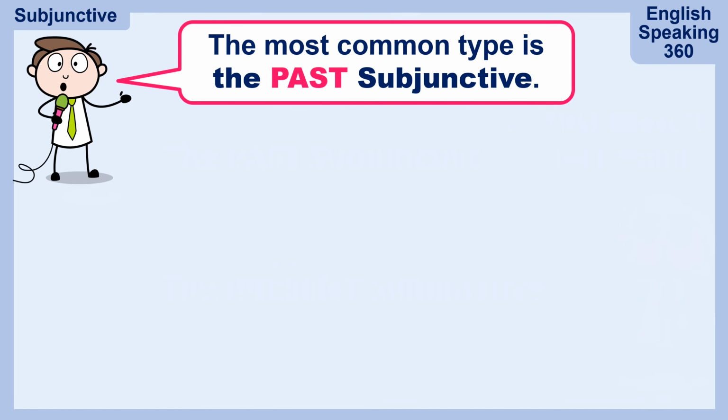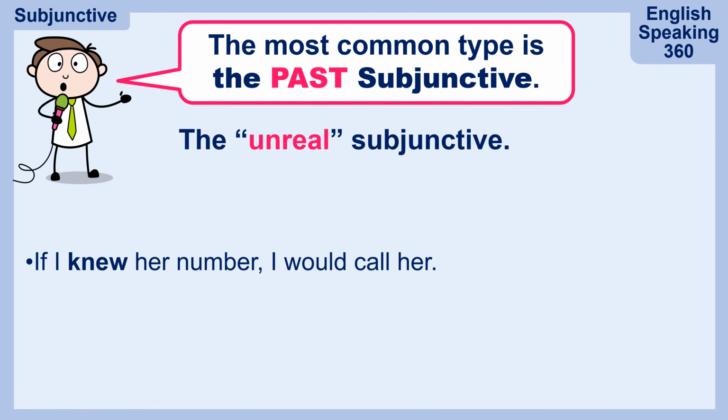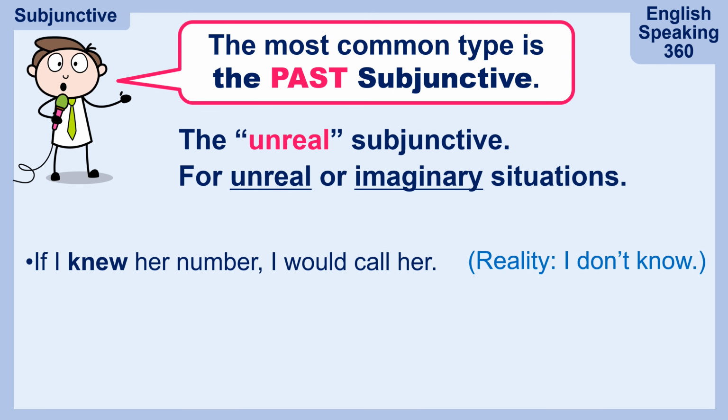The most common type is the past subjunctive. That is the unreal subjunctive. For example, if I knew her number, I would call her. But in fact, I don't know her number. So the reality is very different from what I'm saying, so that's why we call it the unreal subjunctive. It is used for unreal situations or imaginary situations.